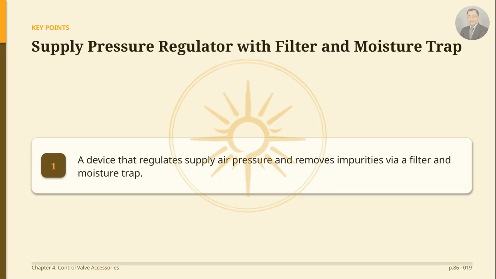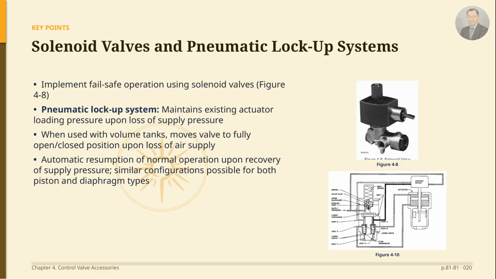This device regulates the pressure of the supply air and removes impurities through a filter and moisture trap. Solenoid valves are used to implement the desired fail-safe operation. A pneumatic lockup system is a device that locks in and maintains the actuator loading pressure at the moment supply pressure is lost. When used with volume tanks, it can move the valve to a fully open or closed position upon loss of pneumatic air supply, and normal operation resumes automatically once supply pressure is restored.